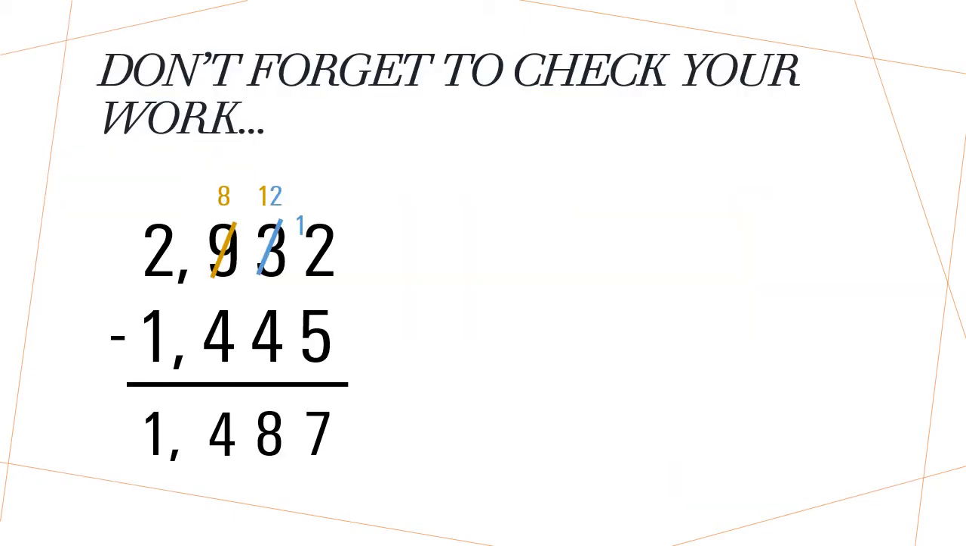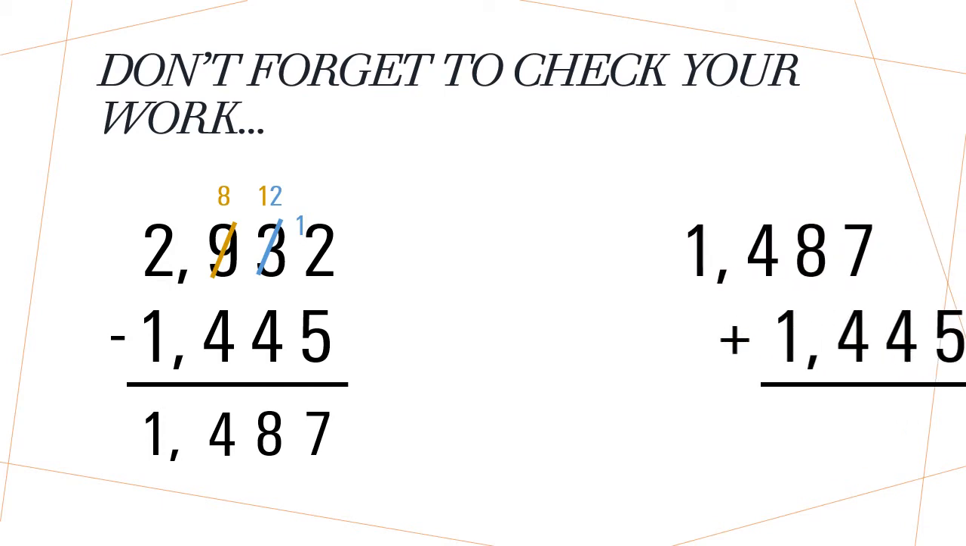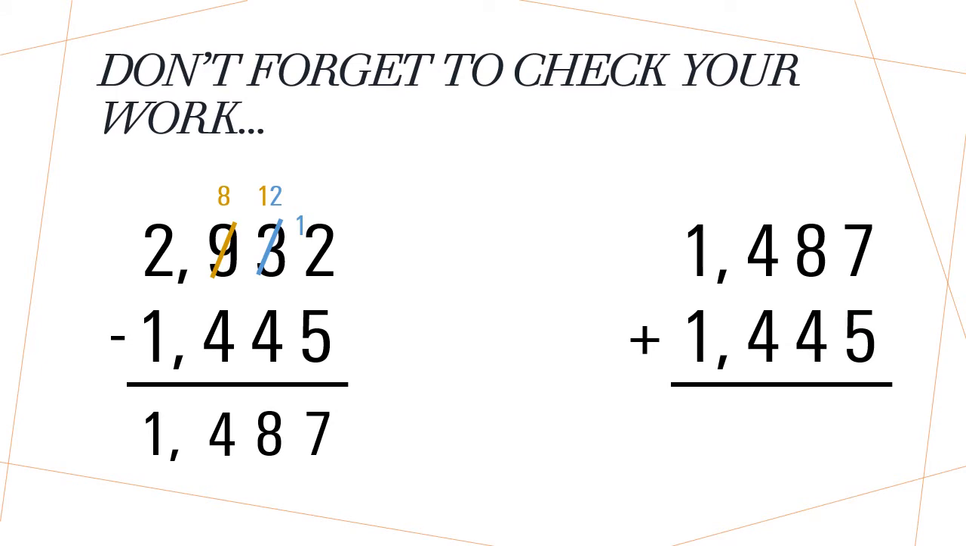Now don't forget to check your work. Remember, if we subtract going down, we can add going up. So we're going to start with 1,487 and we're going to add 1,445 to that. And our hope is to get to that 2,932. So let's check our work.